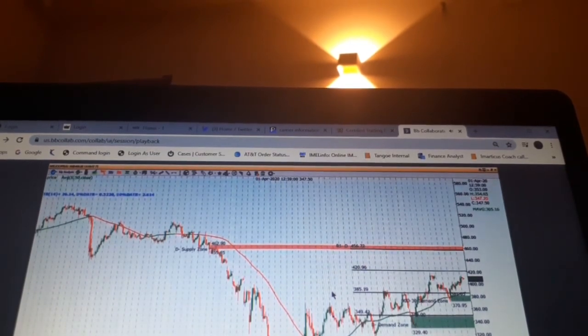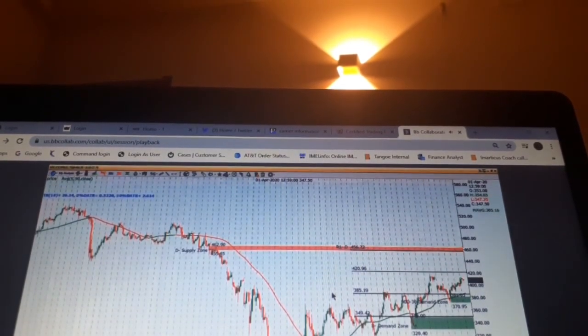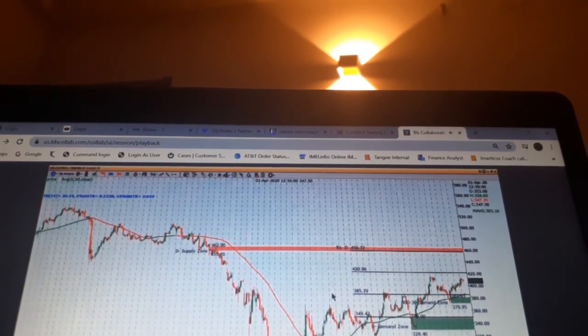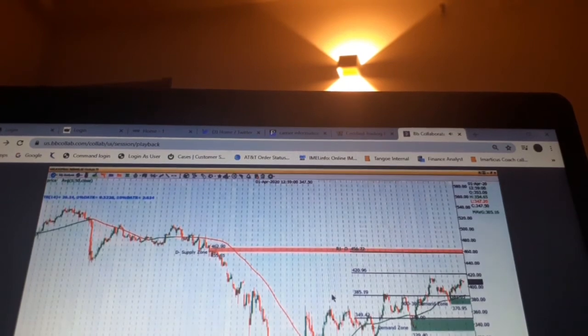Very important. Curve is very important. Everything that I told you is very important. Even the trend is important. Trend, go with the trend.